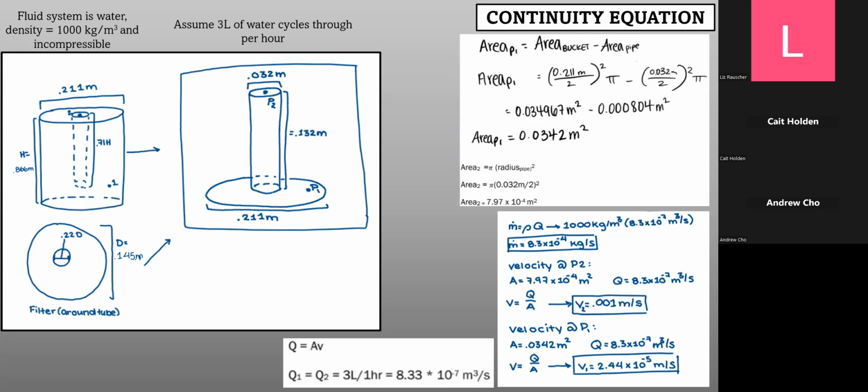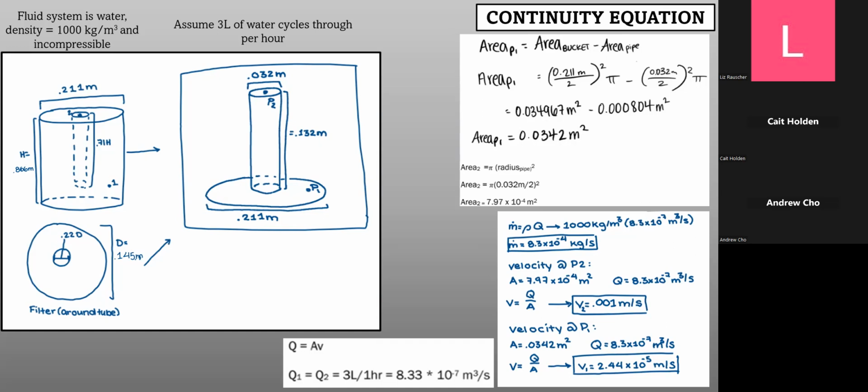And then our point 2 was at the top of that pipe where the water would come out for the cat to drink it. We found our areas for each of those points using the official Catit sites and determining the ratios in the diagrams they provided. Our mass flow rate we found by multiplying the density times our volumetric flow rate, for 8.3 times 10 to the negative 4th kilograms per second.